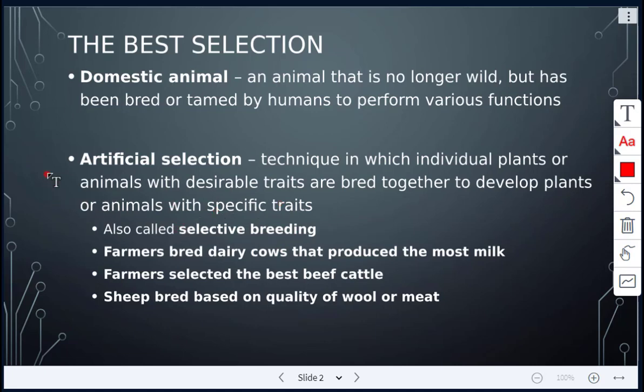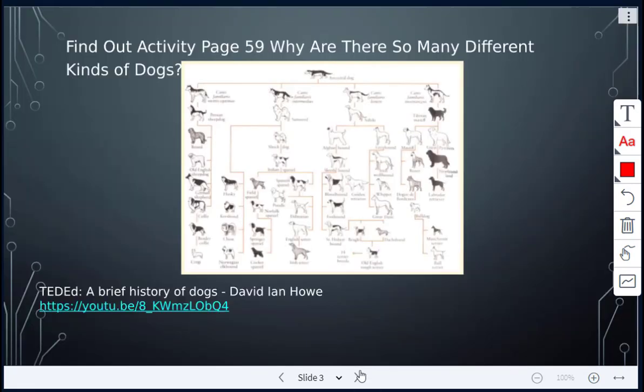And it's been used, this is like farmers have been doing this for years and years, even before they knew about DNA and genetics. For example, farmers would breed dairy cows that would produce the most milk. Farmers would select the best beef cattle. Sheep were bred based on the quality of their wool or their meat. So farmers have been doing it for years and years.